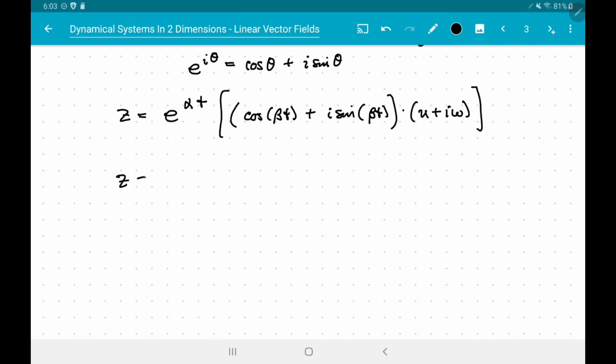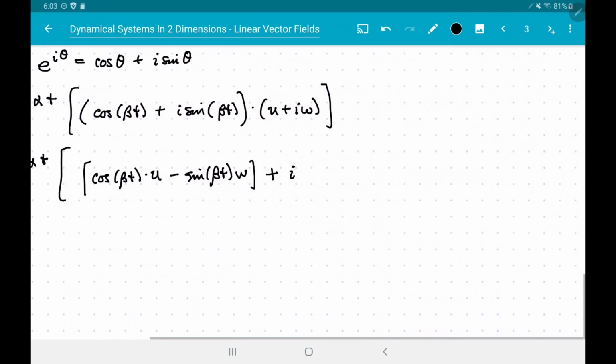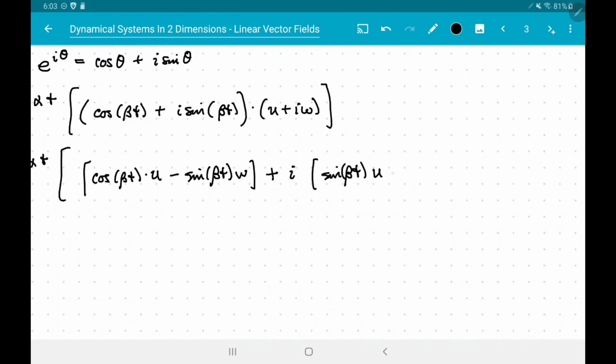Now I'm going to expand all of that and collect the real and imaginary parts separately. So for the real part, I'm going to get cosine beta t times u minus sine beta t times w. Then for the imaginary part, I'm going to get sine beta t times u plus cosine beta t times w.